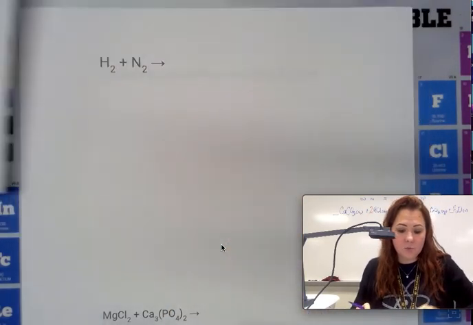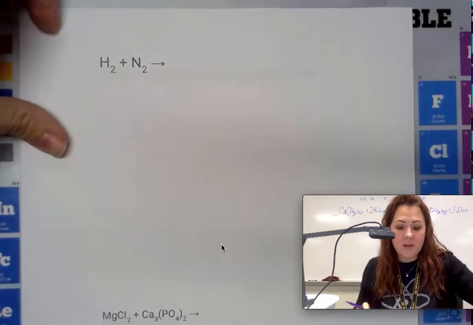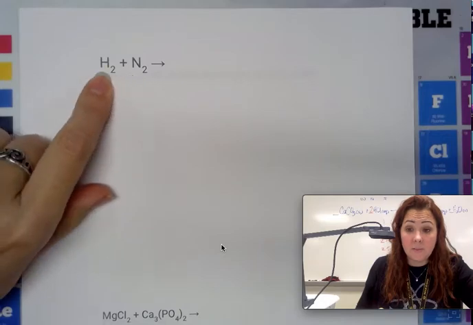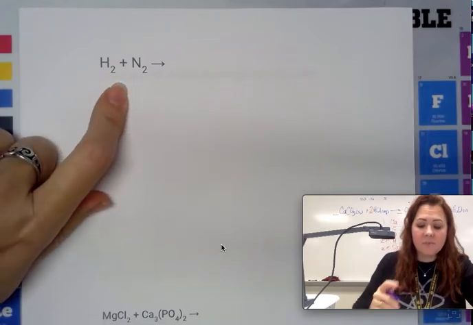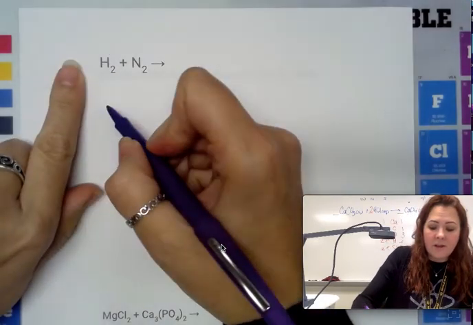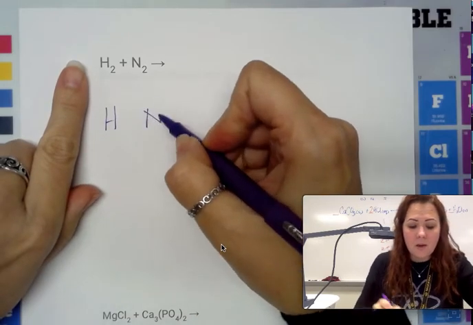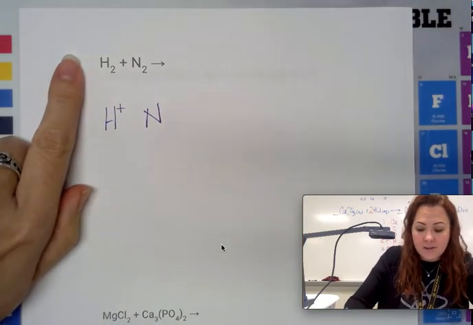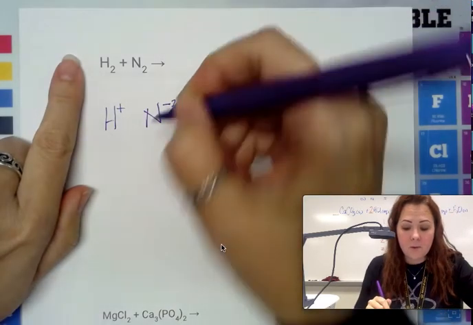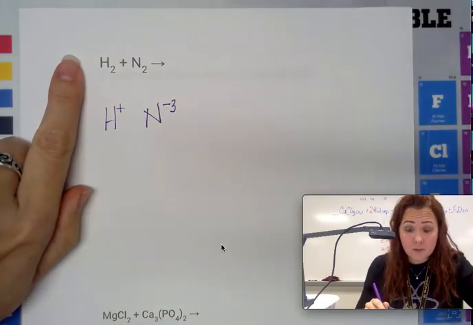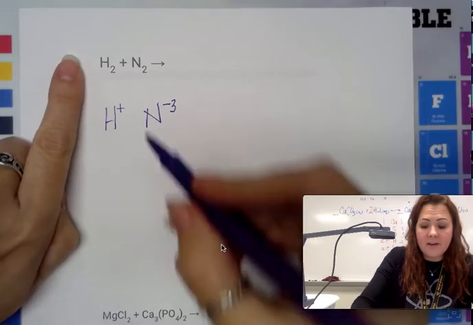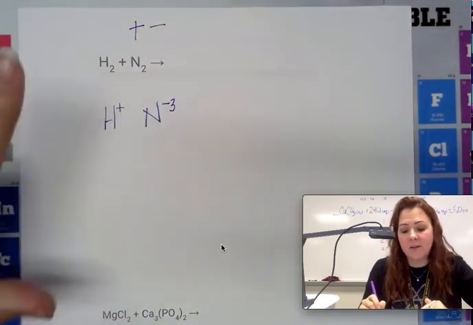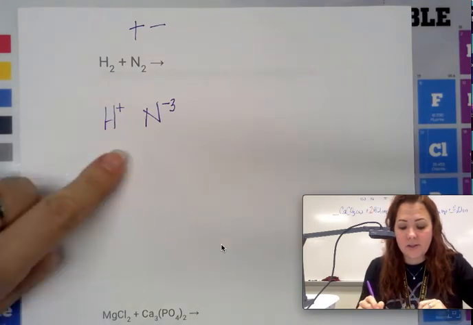Okay, next one. I have H2 plus N2. Both of these are single elements. With both of these being single elements, I have hydrogen and I have nitrogen. Hydrogen has a +1 charge. Nitrogen has a -3. I have to write my formulas when I swap and drop with a cation and then an anion. You can't switch that. You can't put 2 positives, 2 negatives, or anything like that. So we just had to switch it like that.